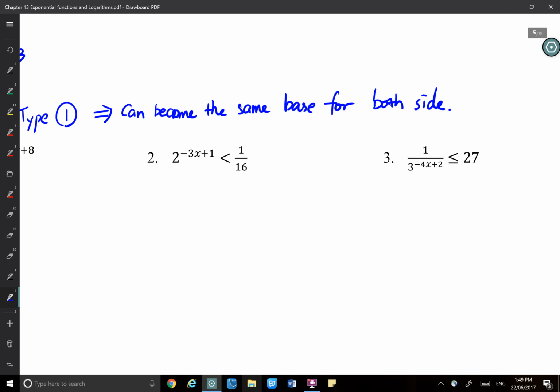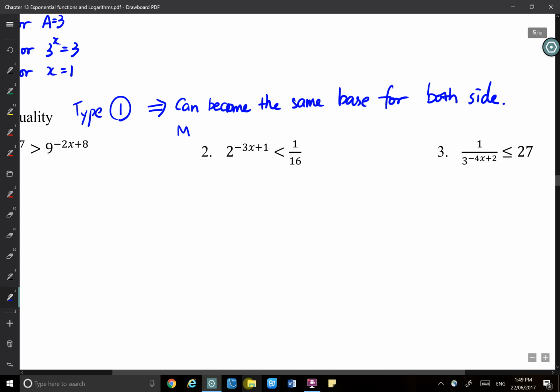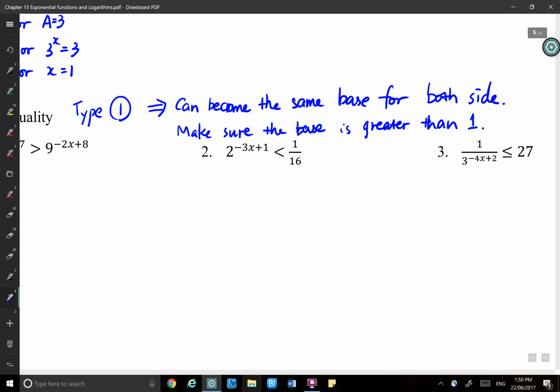Well, if they can make the same base, make sure the base is greater than 1. I will tell you why. For example, the base can become a half, or the base can become 2. Make the base to be 2, not a half. Make sure the base is greater than 1 for both sides. You make the same base and both sides' base greater than 1.